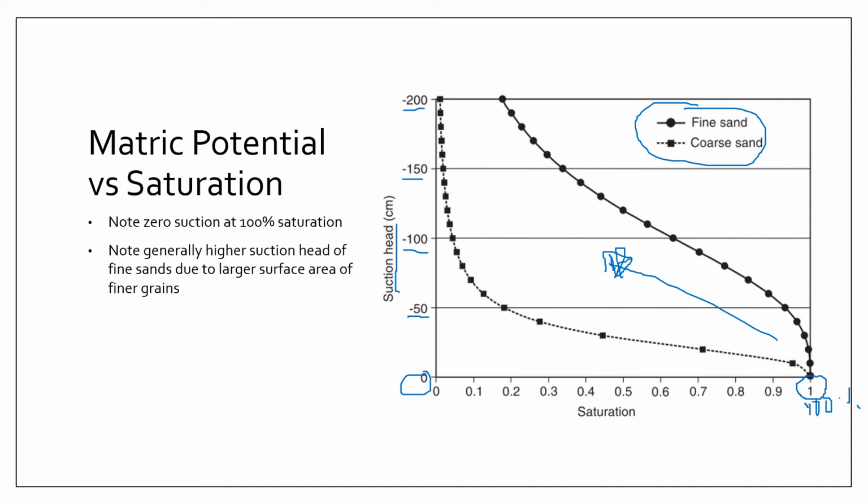We can definitely see two different patterns for your fine sand versus your coarse sand. For your fine sand, you definitely have bigger, or more negative, values of suction head compared to your coarse sand. Let's say, for example, at saturation equal to 50%, you are getting approximately negative 25 centimeters of suction head for your coarse sand, while for your fine sand you are getting approximately negative 120. That shows how the grain size influences your matrix potential. Finer grains mean a larger surface area of your soils, and you get more matrix potential.